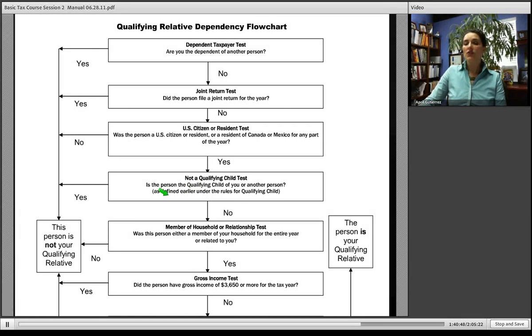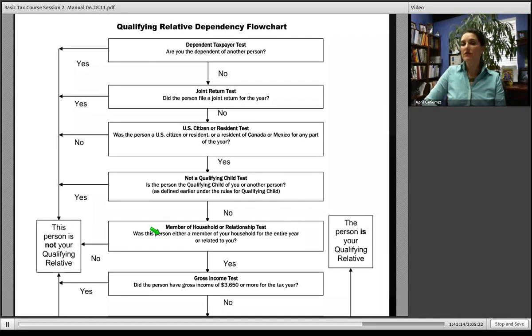If they are no one else's qualifying child, then you move on to the next test, member of household or relationship test. Was this person a member of your household for the entire year or related to you? This is a test that gets tax preparers confused, because they will focus on the relationship test and forget about the member of household test, and then they'll focus on the member of household test when they should be looking at the relationship.